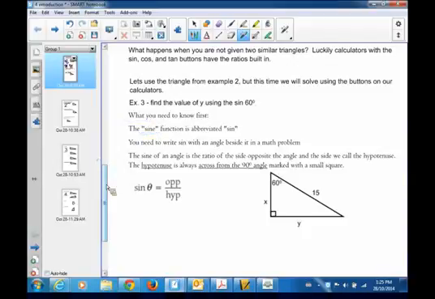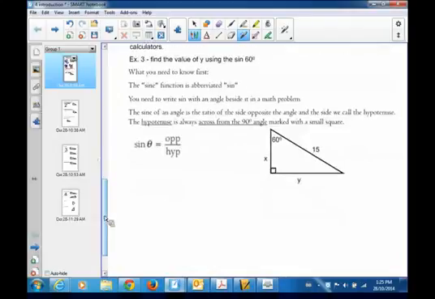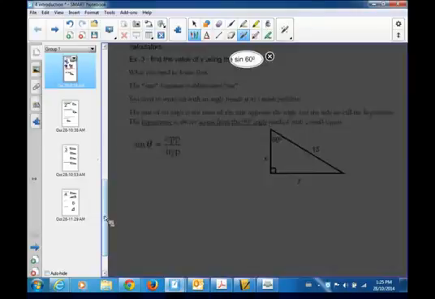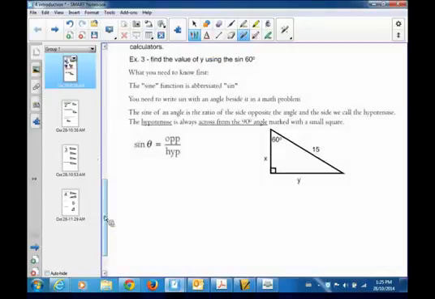It's abbreviated SIN on your calculator. Don't pronounce it sin. If you wish, you can, but it's sine anyways. And that's what I'm talking about when I say sine. You need to write sine with an angle beside it all the time in a math problem. So you never just write down sine, you have to write down sine of 60. Don't just say 60 or don't just say sine.